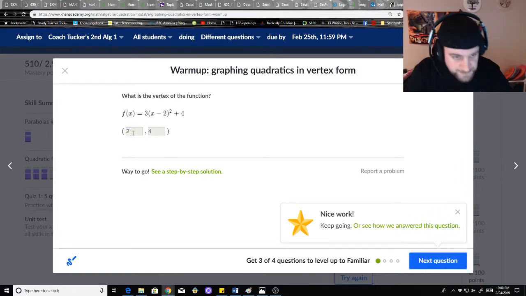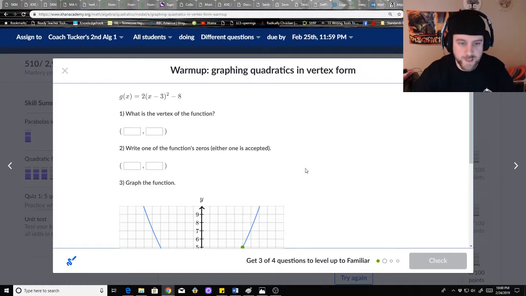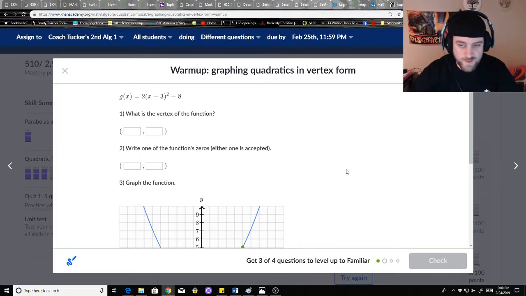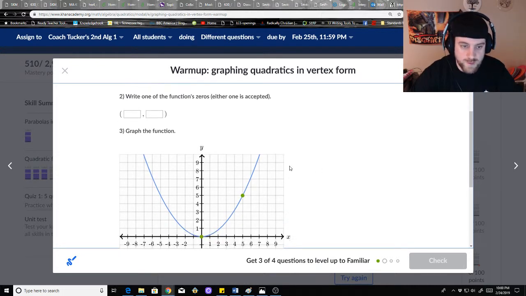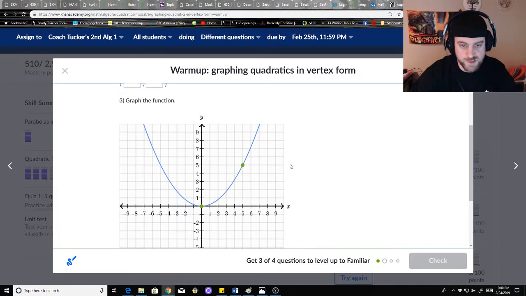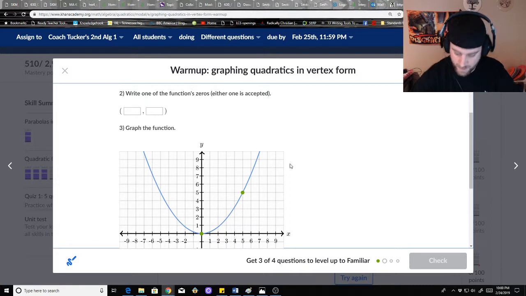Let's do another one. I'm going to write this down because I want to go down to the graph in a minute. So g of x equals 2 times (x minus 3) squared minus 8. What is the vertex of this function? And then write one of the function's zeros. Either one is accepted, and then graph the function. So we're going to stop there, I think.